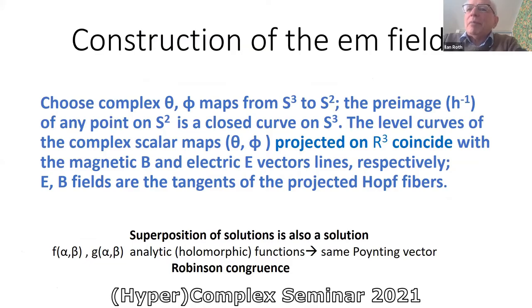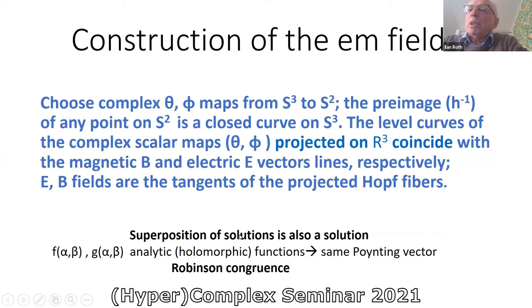So in order to summarize this part of my talk, if we take complex maps from S3 to S2 with a set of procedures, we can create electromagnetic fields which are tangent to the projected Hopf fibers. And this in many aspects is a beautiful structure, because suddenly in free space we can construct features which can propagate in a very unique way. And as we change the structure a little bit, we can preserve some information there. And this propagates freely in space.